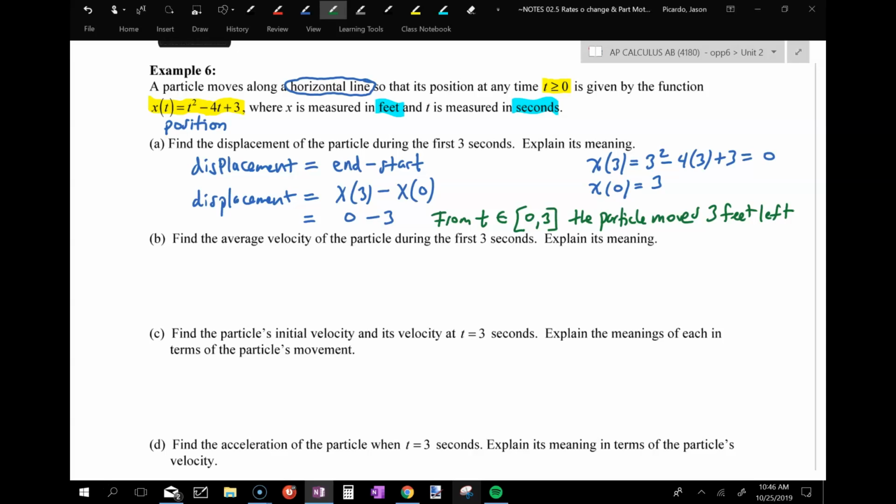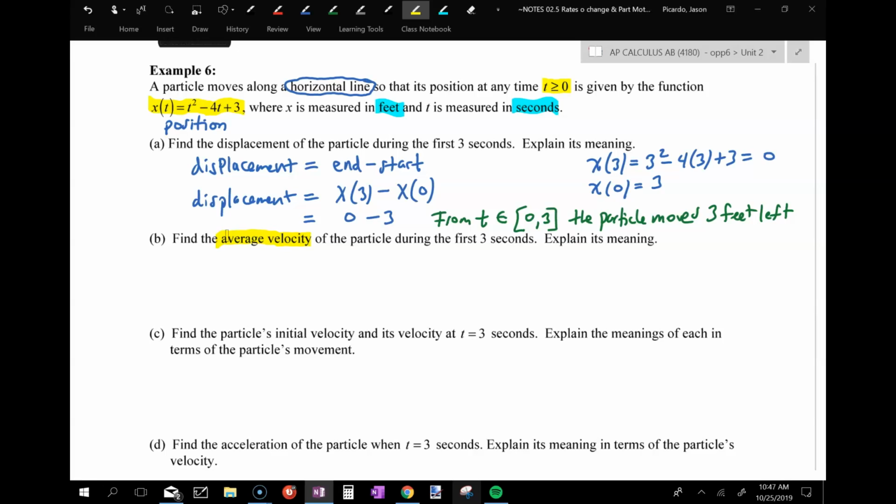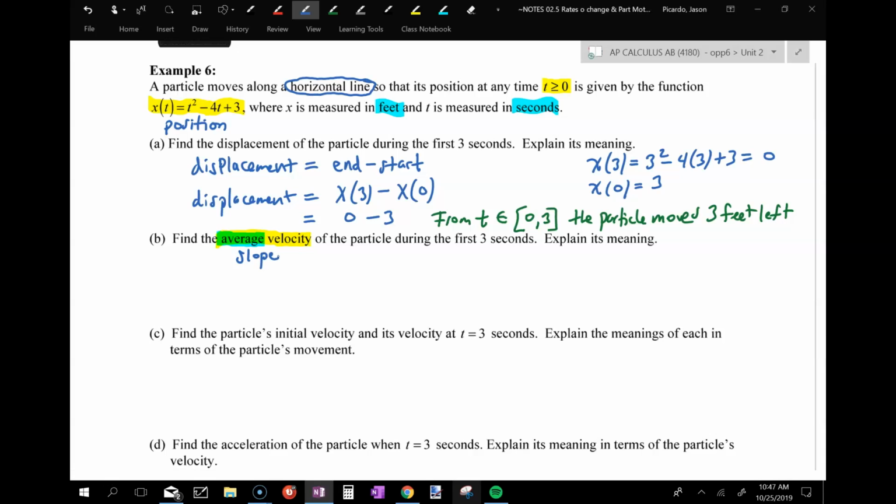Okay, next phrase. Find the average velocity. Guys, as soon as you see that phrase, average velocity. Is that a derivative? Ooh, it is? Why is it not? What word makes it not? Average. Yeah. As soon as you see this phrase right here, this is just going to be a regular slope, right? This is nothing more than a regular slope. Not a derivative, right?